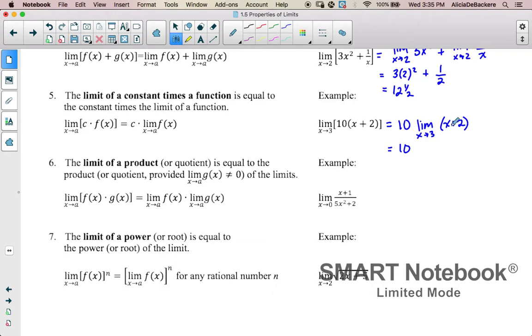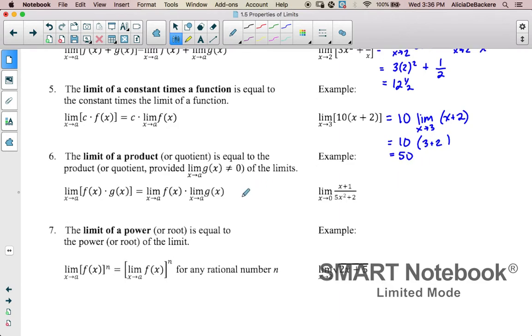So here now I can just plug 3 in and take the limit. And then I can multiply those answers, so 10 times 7. Sorry, I added when I plugged in there before. So it's 3 plus 2, and then 5 times 10 is 50.